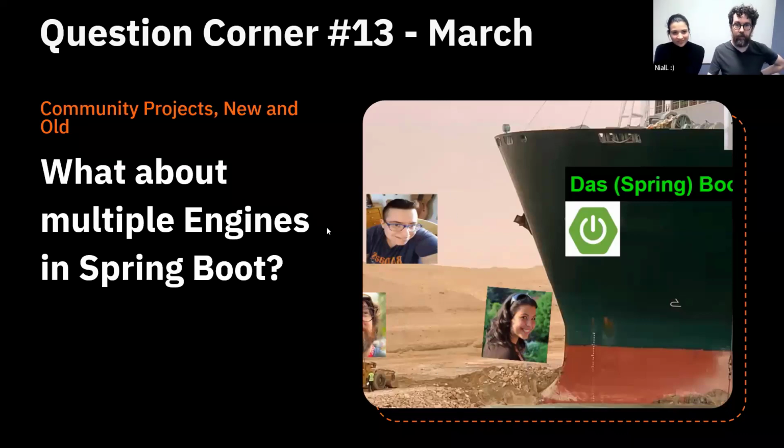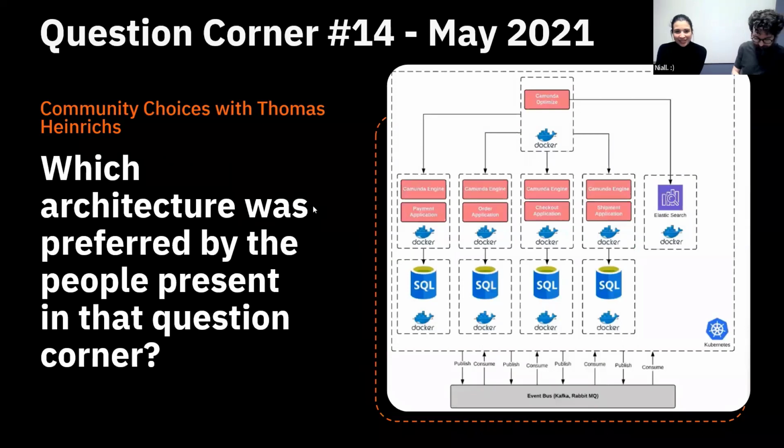Okay, now next up, Nele, what happened? It is May, so we had no question corner in April. I think that was due to the Camunda Summit, which will also happen this year in April, so you better sign up for it. But it was May, and it was the first question corner I was not able to join, but Thomas joined, who is also now a team member of ours.